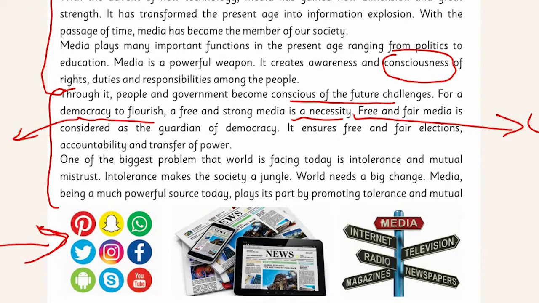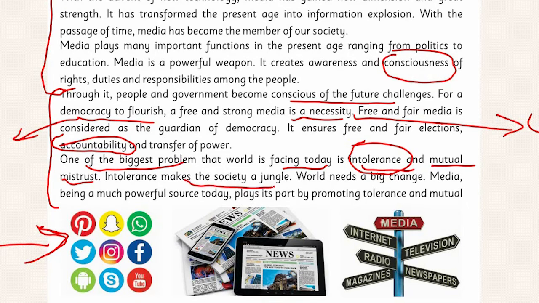Free and fair media is considered as the guardian of democracy. It ensures free and fair elections, accountability and transfer of power. Accountability जब हम किसी को जवाबदेह होते हैं अपने कामों के लिए. One of the biggest problems that world is facing today is intolerance and mutual mistrust. Intolerance, बर्दाश्त ना करना. Intolerance makes a society a jungle.